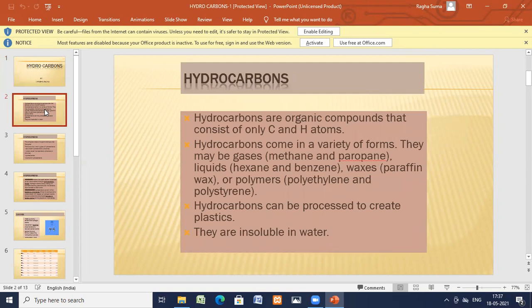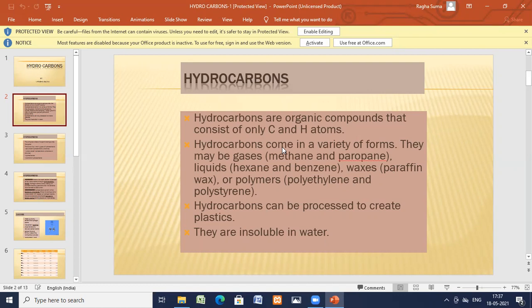So hydrocarbons are the organic compounds that consist only of carbon and hydrogen atoms. Hydrocarbons come in a variety of forms. They can be gases, liquids, waxes, polymers, or different types. These hydrocarbons are the simplest organic compounds, and the compounds derived from them are classified depending on the arrangement of the carbon atoms.